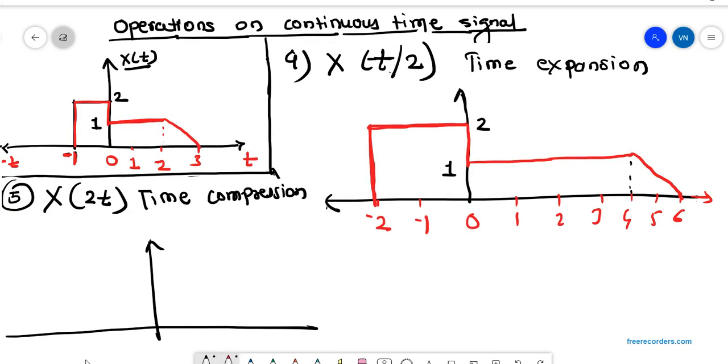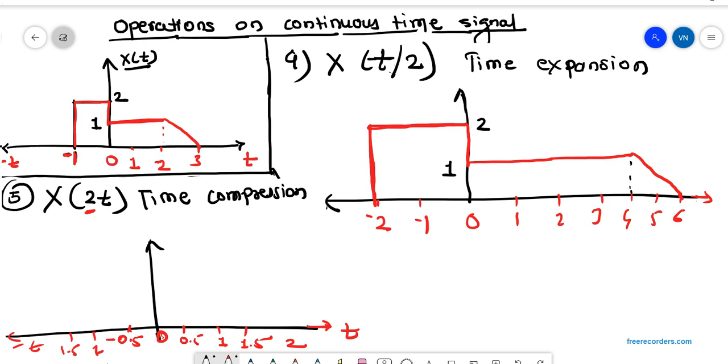So whatever the value for -1, where we have 2 amplitude, now that will be changed for minus 0.5. So 0 obviously 0, 1 goes to 0.5, 2 is a 1, 3 is a 1.5, like this. So whatever the time is there for each and every amplitude, we just have to divide that time by the 2.